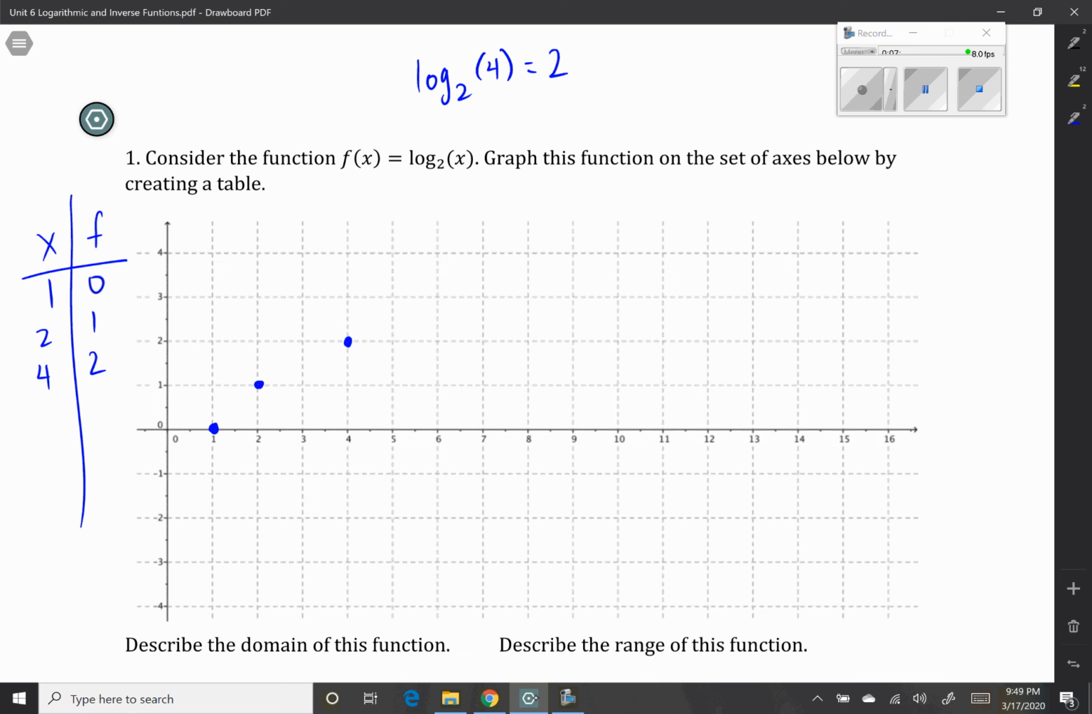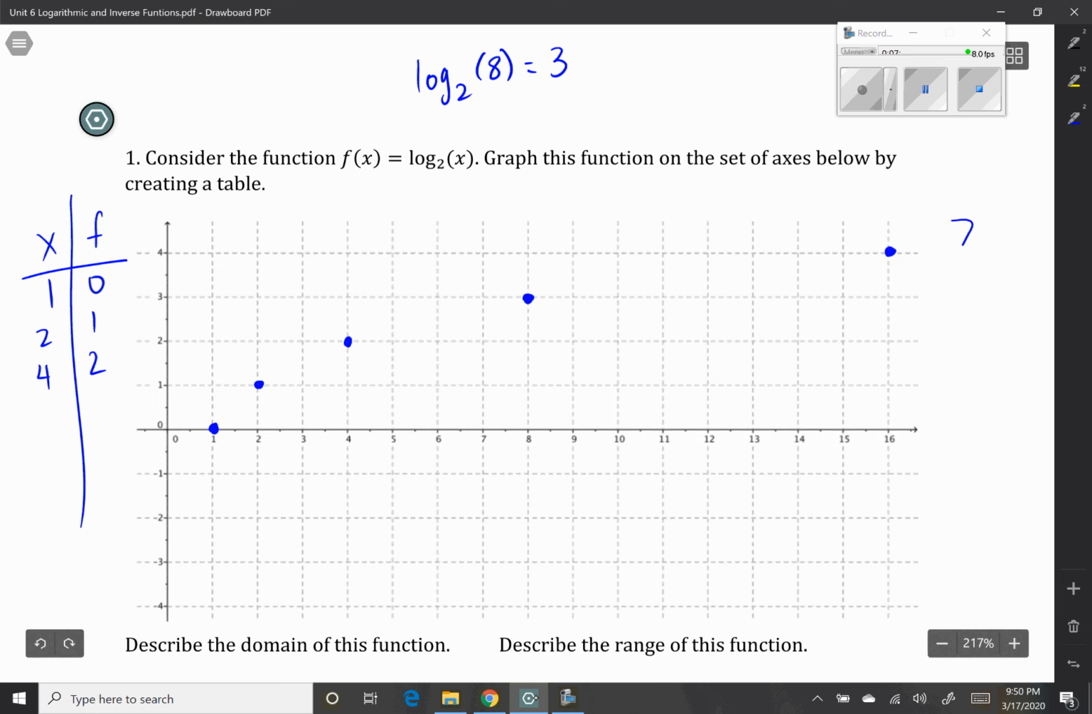See if you can come up with the next good point for us to graph. All right, so I'm hoping that you found that the next one was 8, which generated an output value of 3, because 2 to the third power makes 8. So we have (8, 3). And then the next number after that is going to be (16, 4). So you're going to see, just like exponential graphs, the points are going to start to get really far apart. They're going to grow exponentially, kind of.